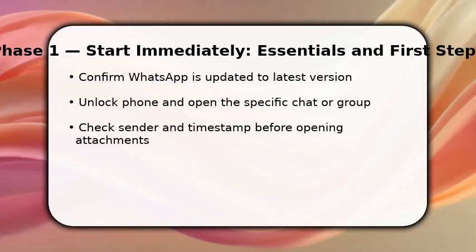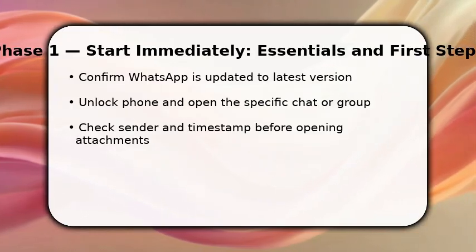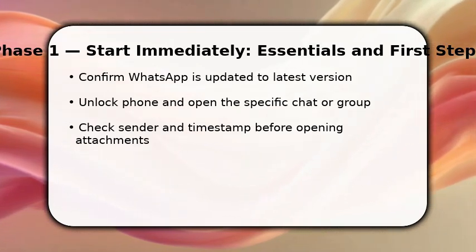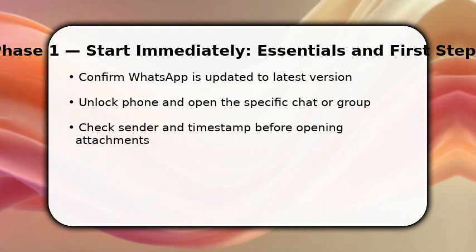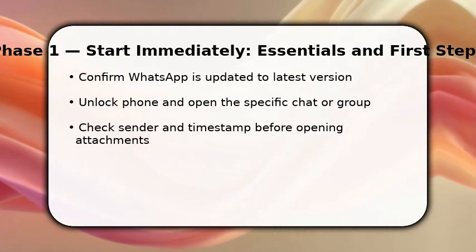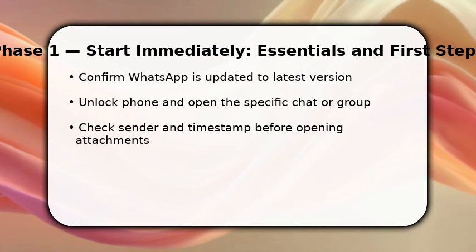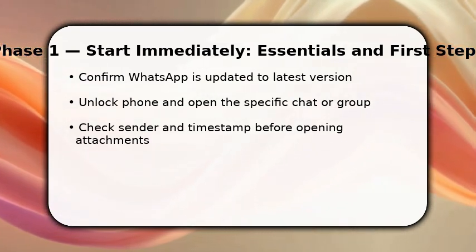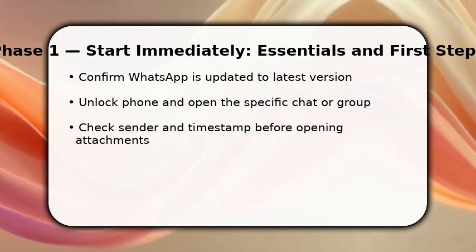Enjoy the video. You start by making sure WhatsApp is updated, because newer builds handle documents better. Once done, unlock your phone and open the chat that contains the file. This narrows the search immediately. Make sure to confirm the sender and timestamp so you open the intended document and avoid confusion.